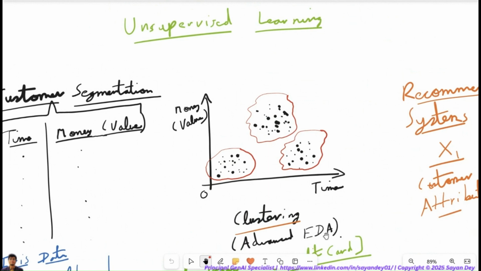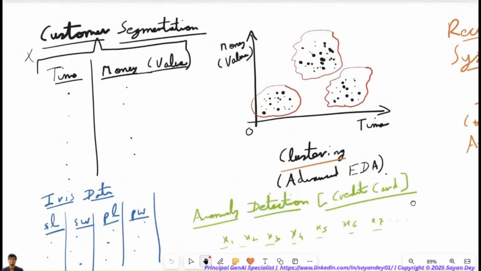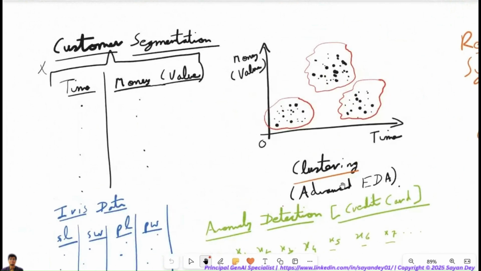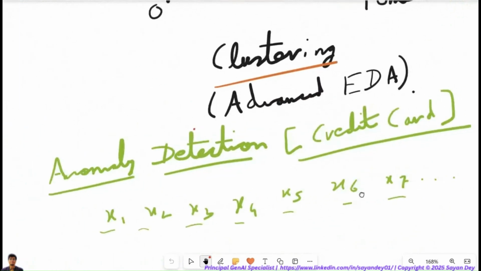So a big part of what we are doing here is, I would say, kind of like advanced EDA. Okay, you're trying to do EDA in a more advanced manner. You're trying to explore your data. You're trying to find out the different groups or clusters, and you're just trying to do EDA in a bit of an advanced manner. Some other applications of this clustering could be anomaly detection in credit cards.